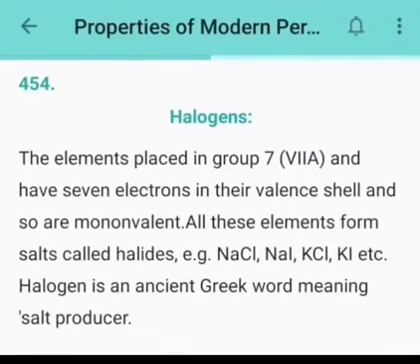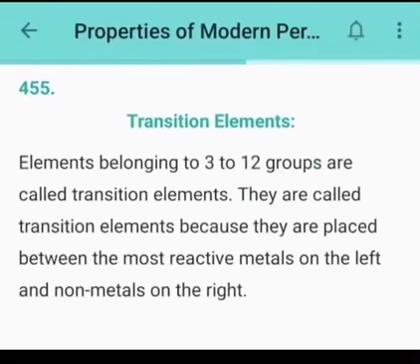Group 17 elements are known as halogens. The elements placed in group 17 have 7 electrons in the valence shell and are also called monovalent. All these elements form salts called halides, for example sodium chloride and potassium chloride.